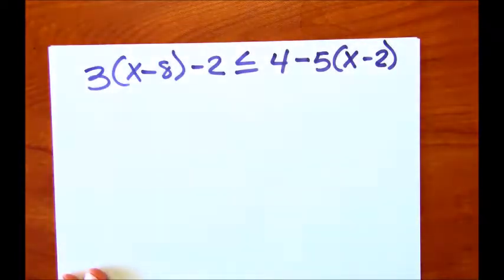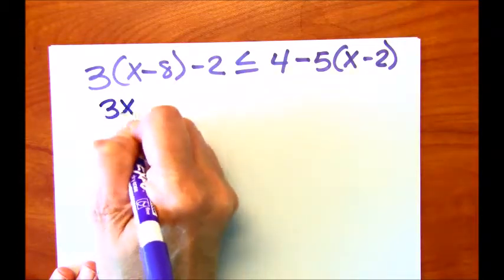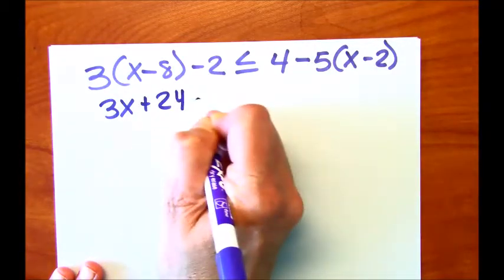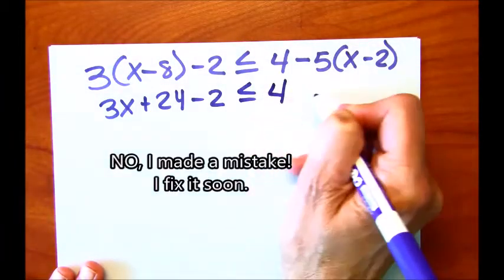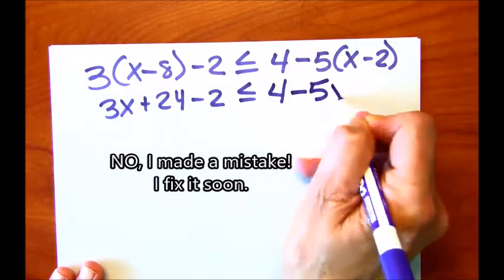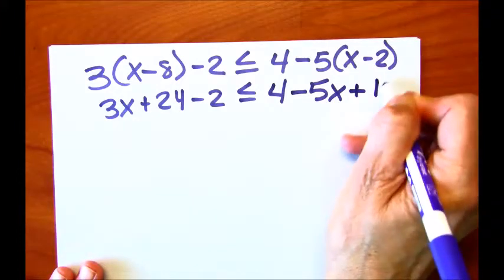Distributive property is great for getting rid of those parentheses, and then of course you can combine like terms if you can, and then move things around. So we're going to do that. 3 times x is 3x. 3 times -8 is positive 24 minus 2. And we've got the 4. -5 times x is -5x. -5 times -2 is plus 10.